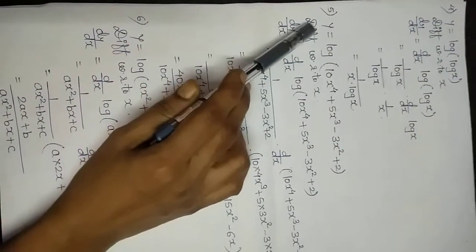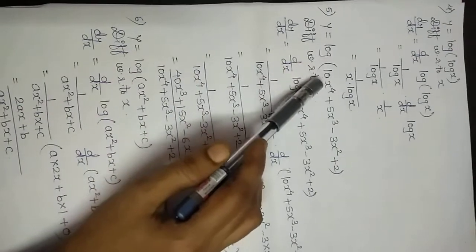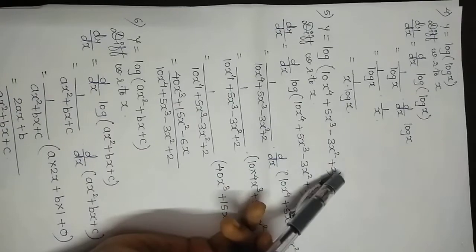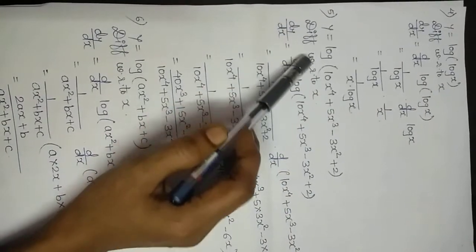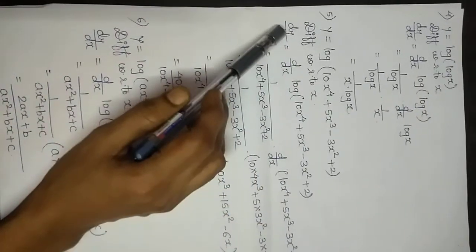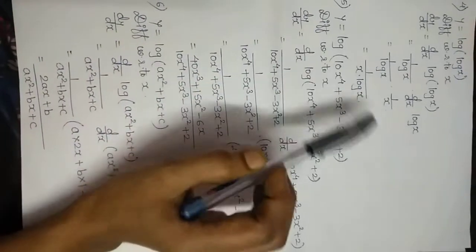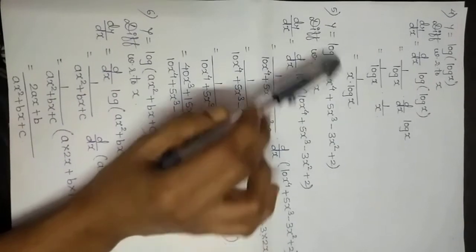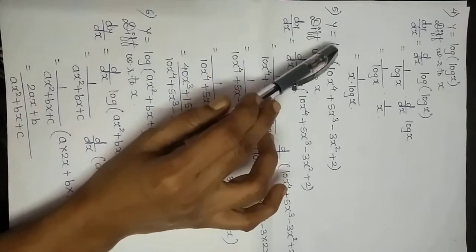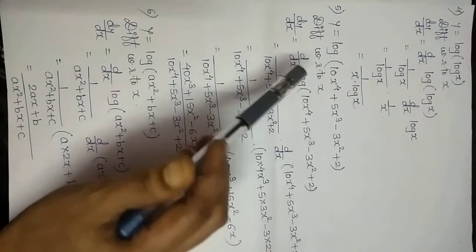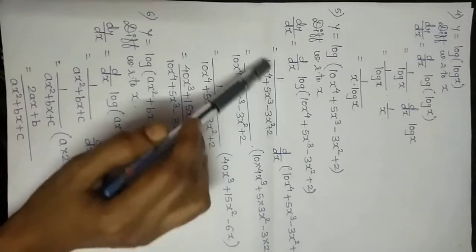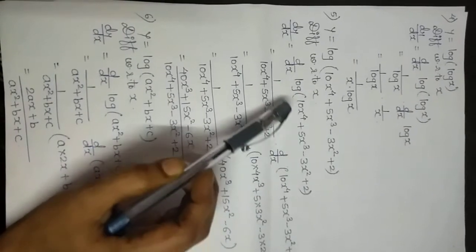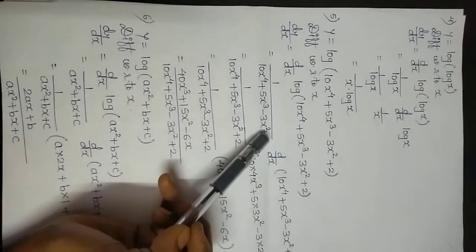Now fifth, y is equal to log of 10x raised to 4 plus 5x cube minus 3x square plus 2. Now differentiating with respect to x, taking d by dx on both sides. Now again this entire bracket we will consider as x. So our question will be y is equal to log x, and the derivative of log x is 1 upon x. We will read that term as x, but while writing we will write the entire value of x.